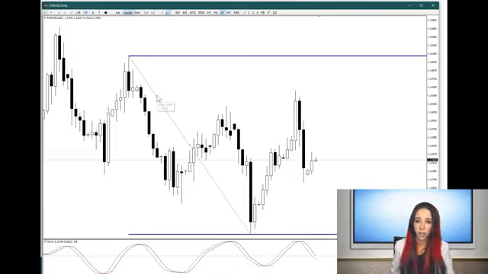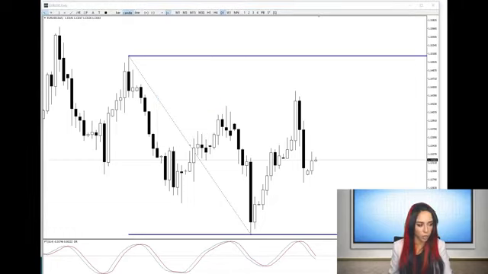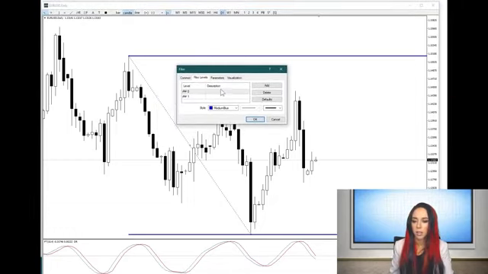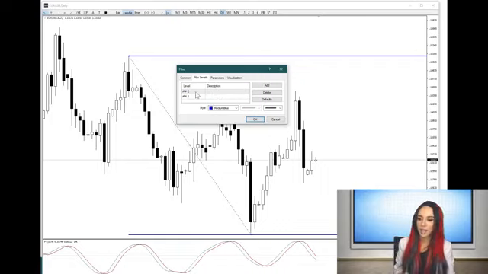Again, this is just a modified fib tool, and the way I do this, I erase all of the levels and start again. So 0 and 1 is your high and your low.